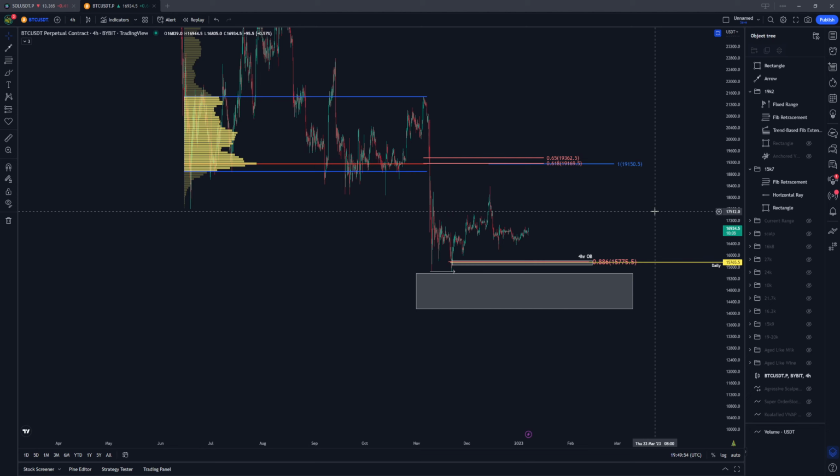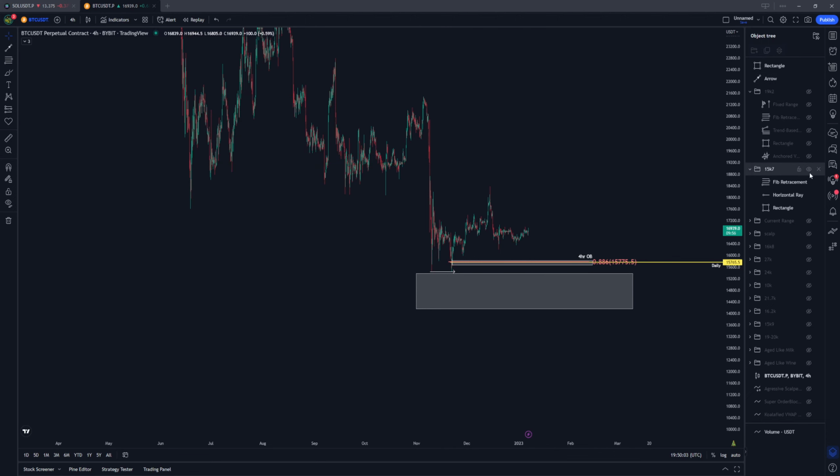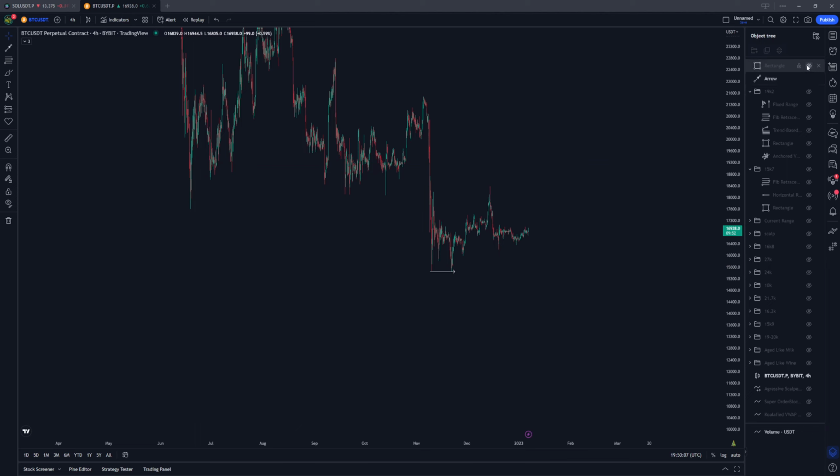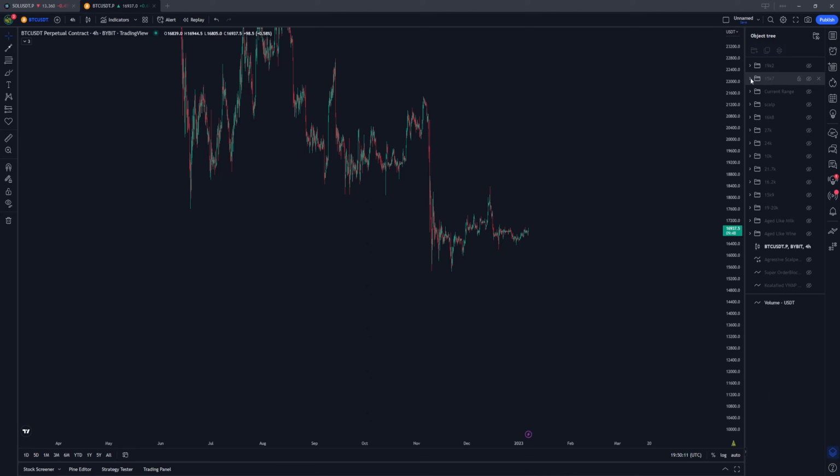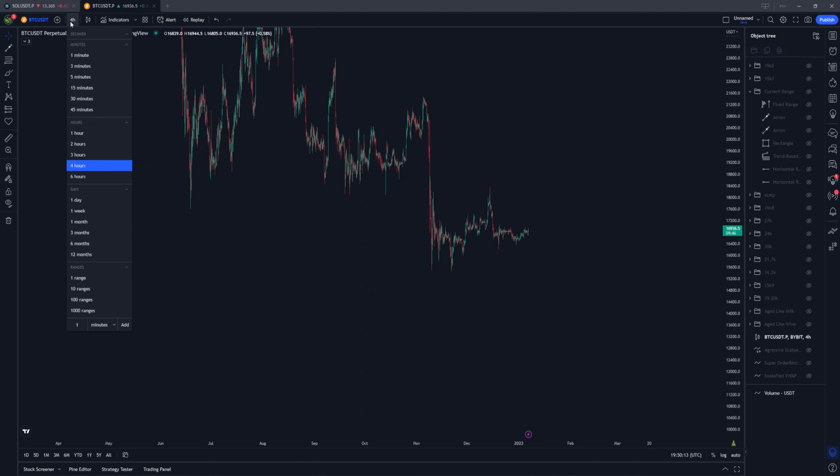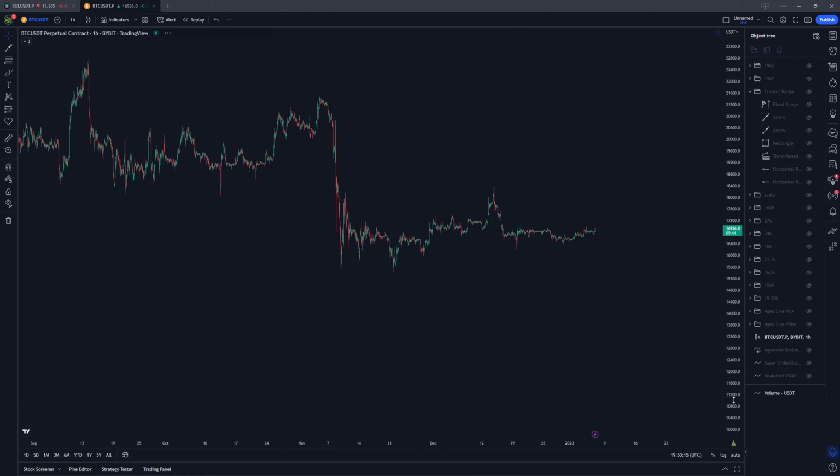I'm going to get on the lower time frame and look at some of the shorter term trades I'm looking at. So I'll go ahead and remove these two levels, and let's see, I can remove this and I'll remove that. And I'll start looking at the current range. I'll go to the hour time frame.